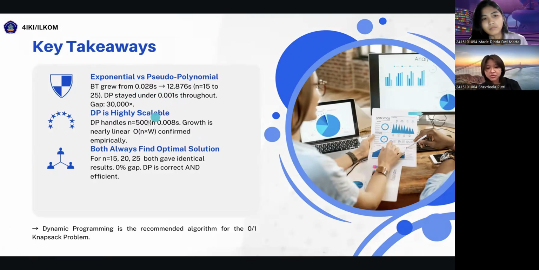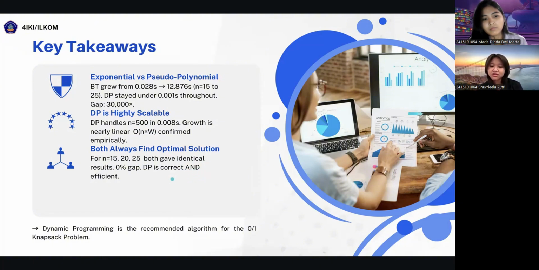The second one is dynamic programming is highly scalable. The growth follows our expectation of O(n times W) completely. The third one is both algorithms always find the optimal solution. So dynamic programming is not just faster, it's equally correct.